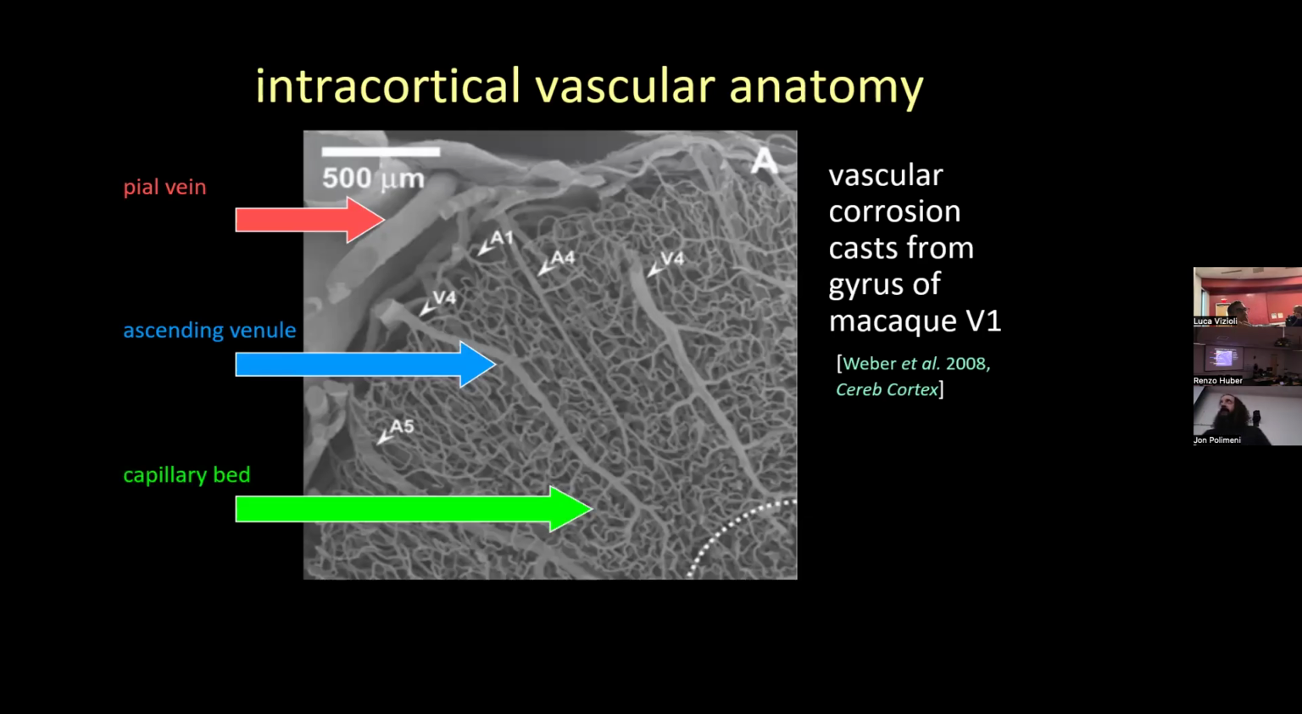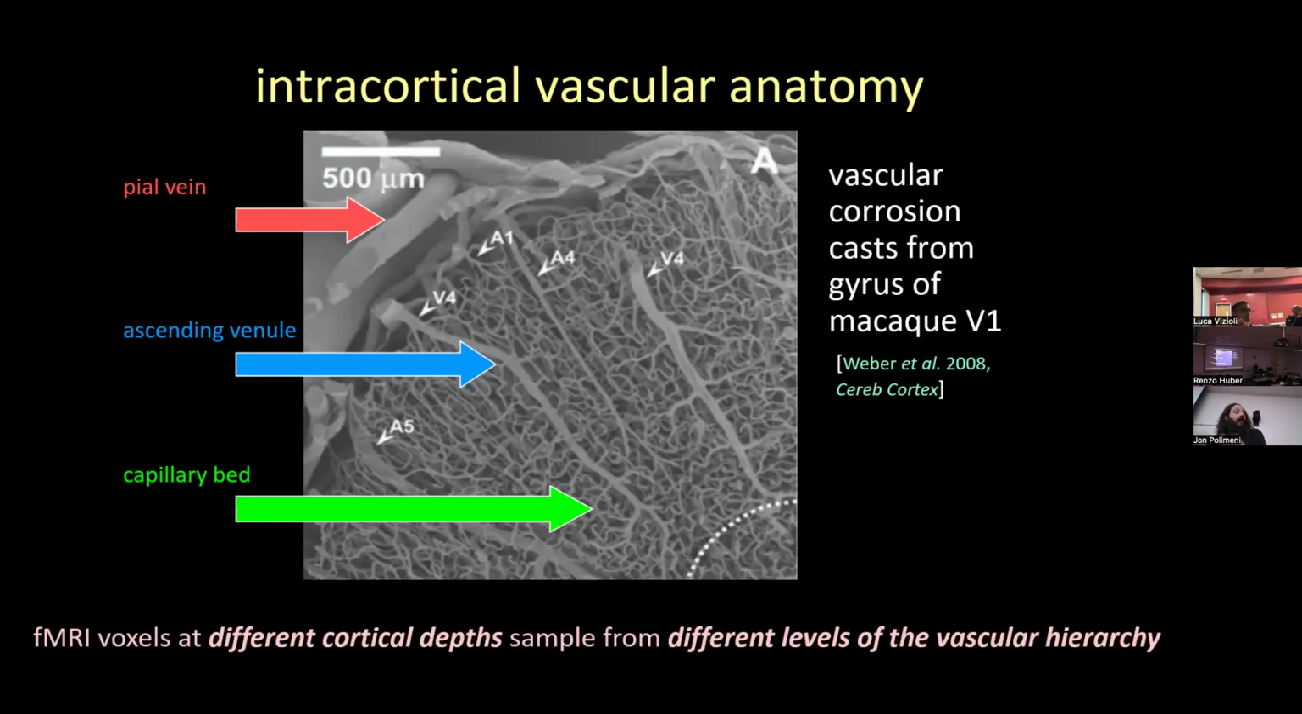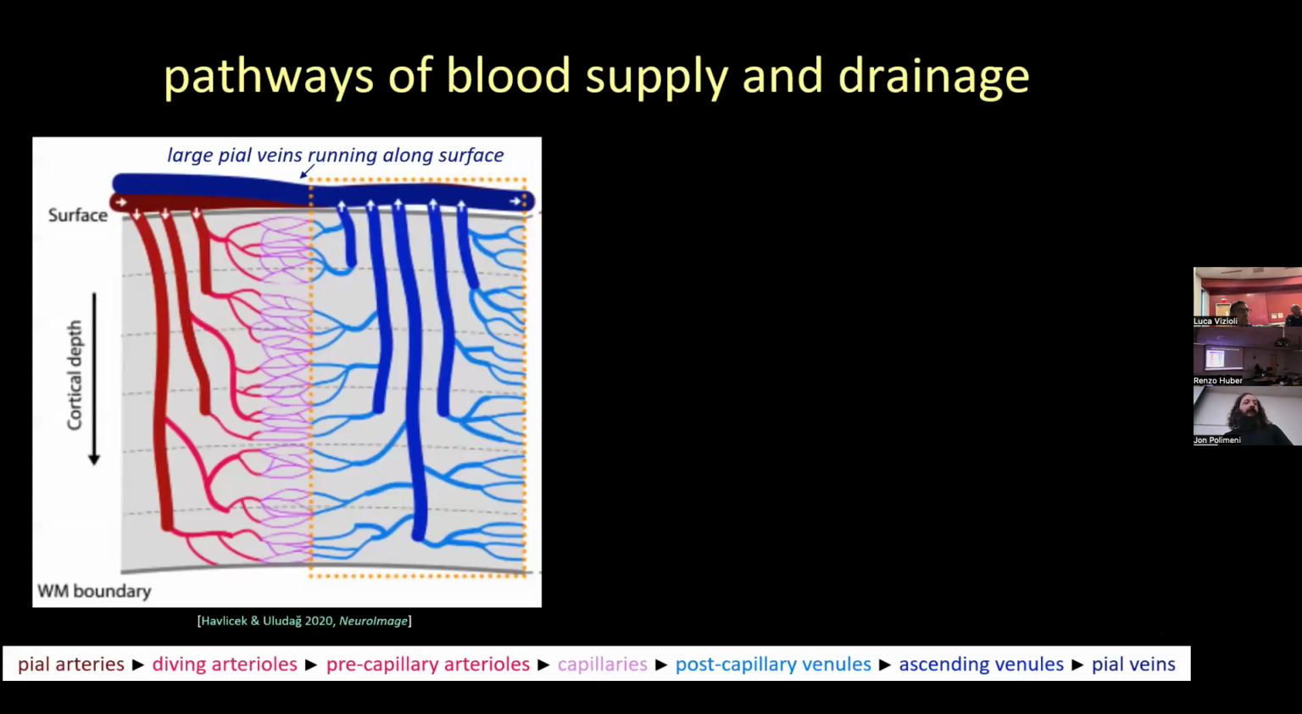And again, here in the parenchyma, this sort of randomly oriented capillary bed, where presumably the spatial coupling between the hemodynamics and the neural activity is the tightest. And so the idea, again, is that fMRI voxels at different cortical depths are going to sample from different levels of this vascular hierarchy. So just as a reminder of the pathways of blood supply and drainage, we have some symmetry breaking in the cortex.